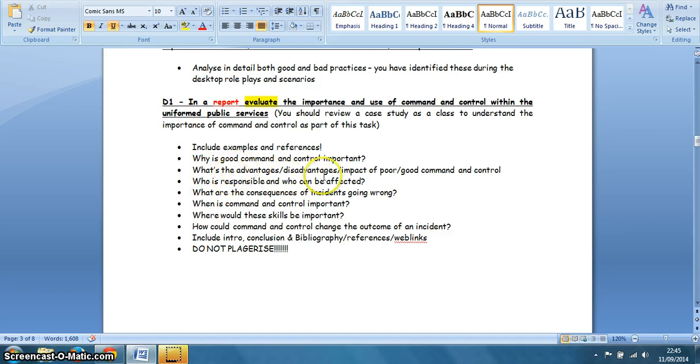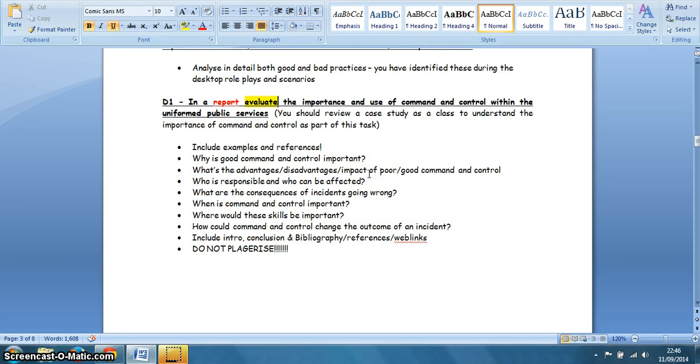So what are the advantages and disadvantages then? Okay, the advantages of good command and control mean you could rescue and save more lives, and you could have a more effective team. On the flip side, the disadvantages could be that you've got a less effective team or you lose more lives.